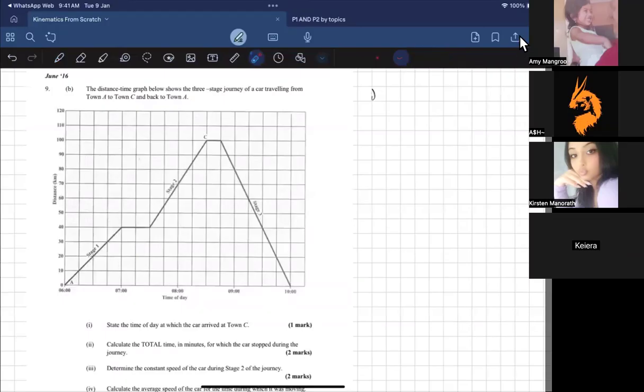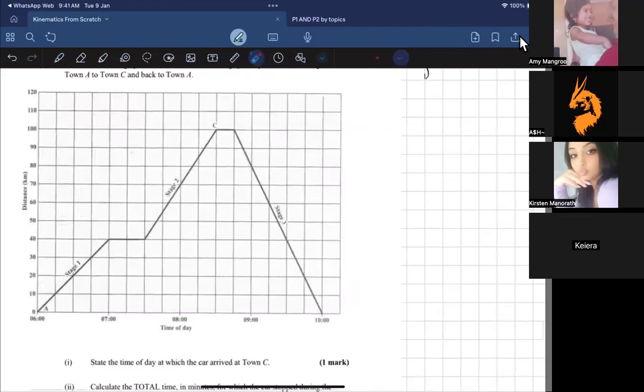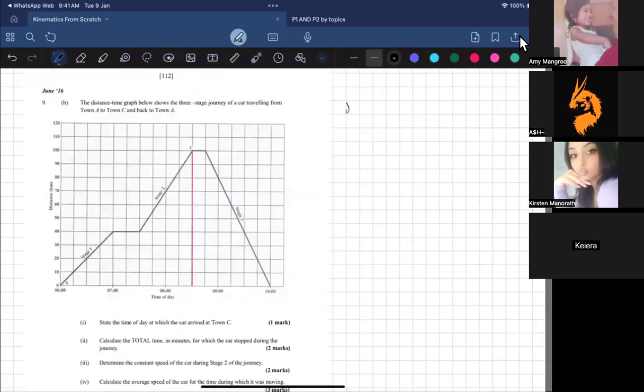Yeah, Amy, can you tell me the time at which we started the journey by looking at this graph? Tell me. 6 o'clock. 6 o'clock, right? And at what point did we reach C? Half 8. Half 8? Let's see. Healy, I agree. She's saying half 8. Yeah. That's correct. All right, that is 8:30 a.m.